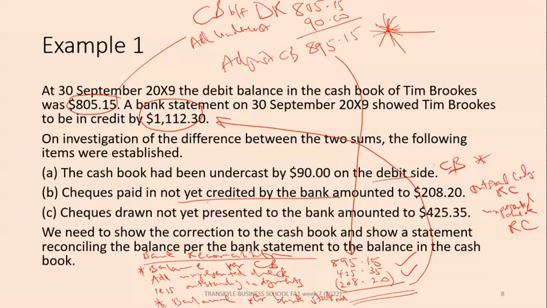895.15 plus 425.35 minus 208.2, we get 1112.3, and this is the same figure here. If you come out of the exam with this type of mathematics done properly, then you must assure yourself that you have passed the exam. You have passed the exam.